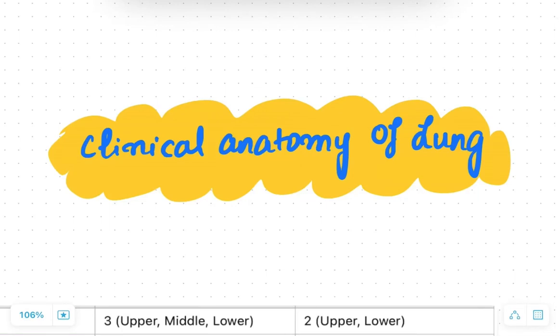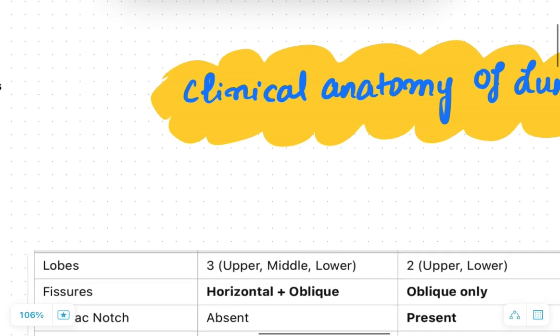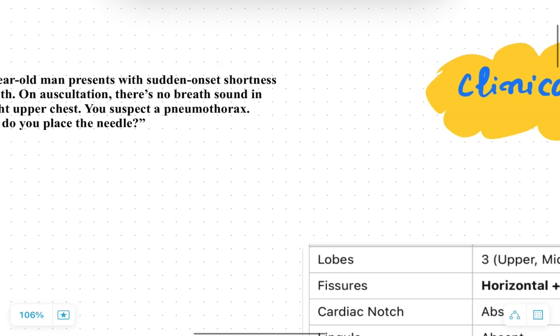Hello everyone, in this video we are going to discuss the clinical anatomy of the lung. So why do we need to know this clinical anatomy? Let us see a clinical scenario.